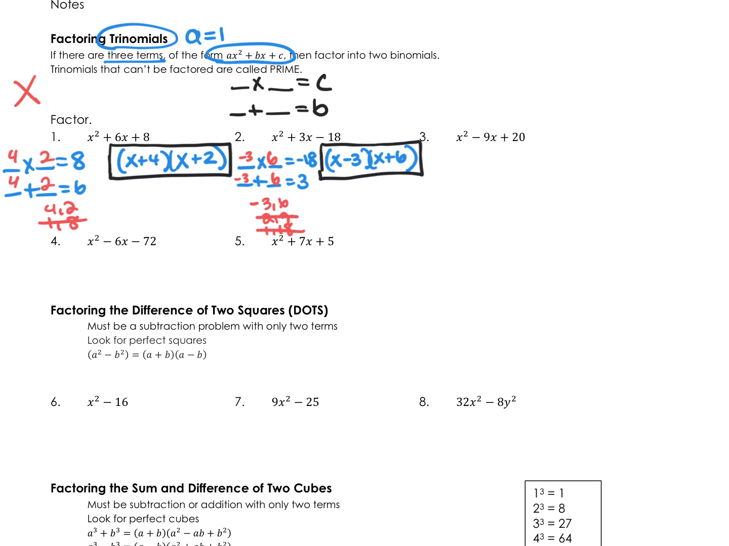All right, let's do one more together here, because this one has a little bit of an interesting twist. So you know this is going to factor into x and x, because we have to multiply together to be x squared, and a is just 1. We're looking for two numbers that multiply together to get 20, and add together to get negative 9. So multiply together to get the last number, add together to get the number in front of x. Okay?